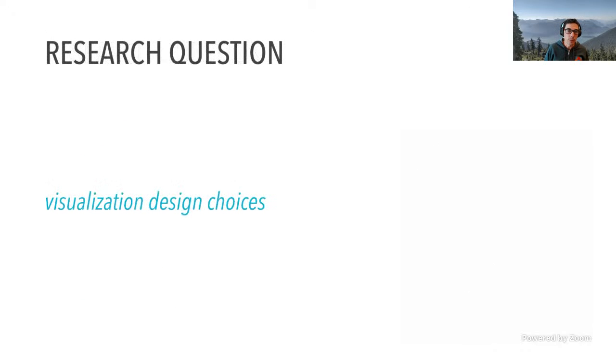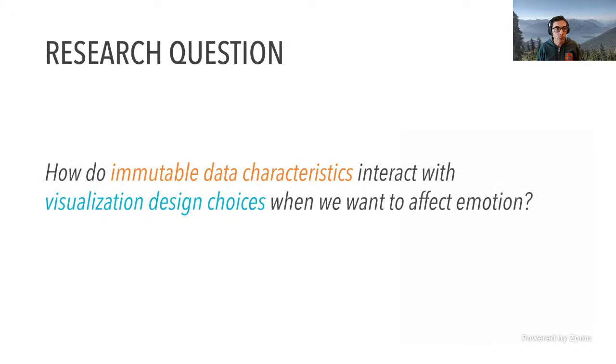And this leads to our key question that we are trying to answer here. As visualization designers, there are some design choices that we can make, but there are also immutable data characteristics that we don't have control over, like the data distribution or the trend. So how do immutable data characteristics interact with visualization design choices when we want to affect emotion?